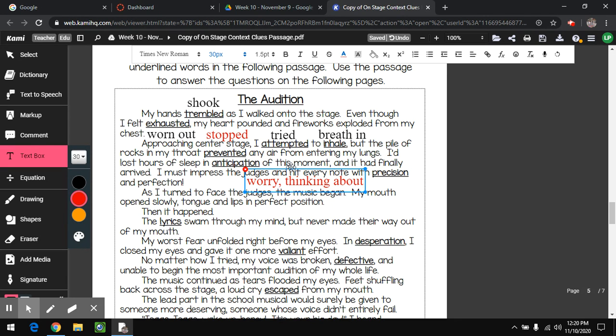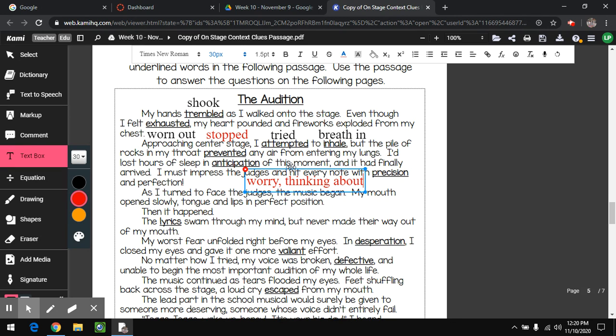What do you think this person's about to do? Are they going to play an instrument? Are they dancing? What do you think they're going to do, Peyton? They're going to be telling you a speech. Maybe giving a speech. Anybody else have another idea? Miles, what do you think? Singing. What do you think, Taylor? Maybe dancing. So it seems like the thing that says, I must impress the judges and hit every note with precision and perfection is probably something with music, right? What were you going to say, William? Like a conductor. Maybe.